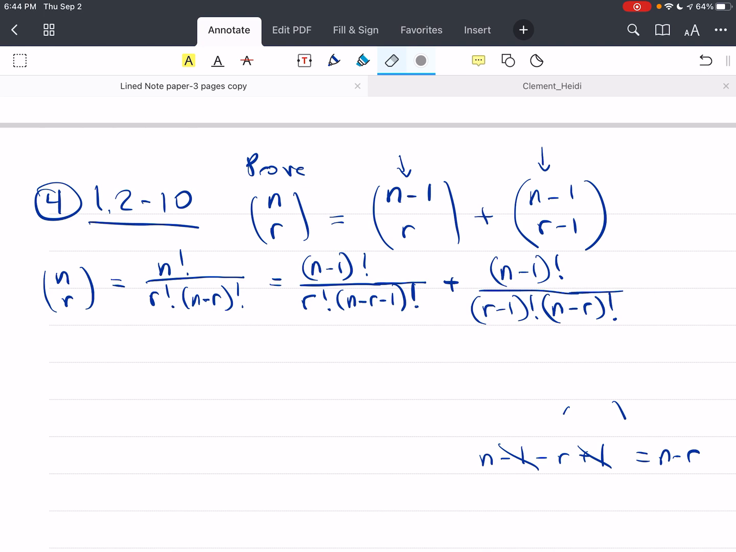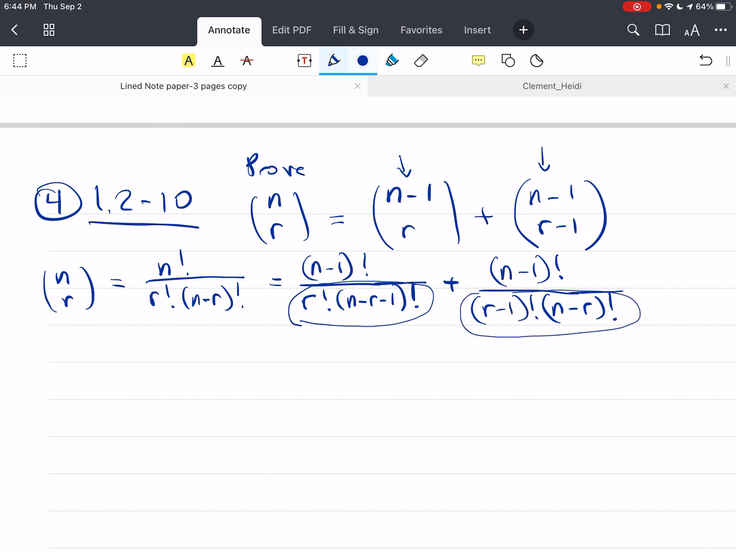Now, you can probably guess that what we want to do is get a common denominator. In fact, we want this denominator and this denominator both to be equal to this denominator. So we need to use a fact that I went over a few times in class, and I hope that you easily remembered this. And that is that n factorial is equal to n times n minus 1 factorial. Remember, we talked about that.